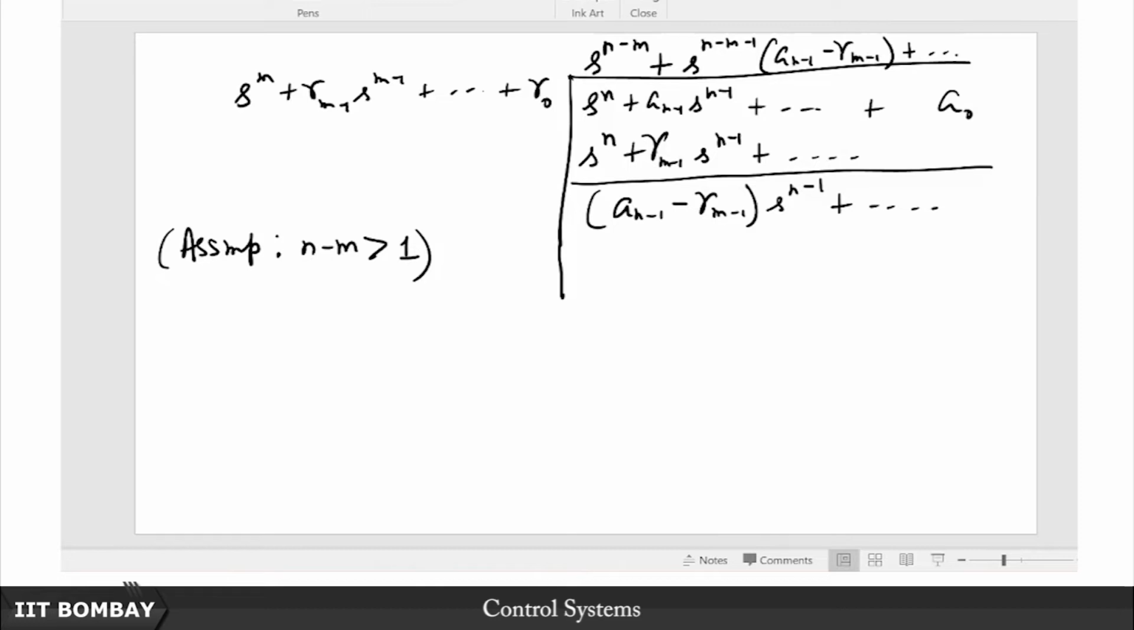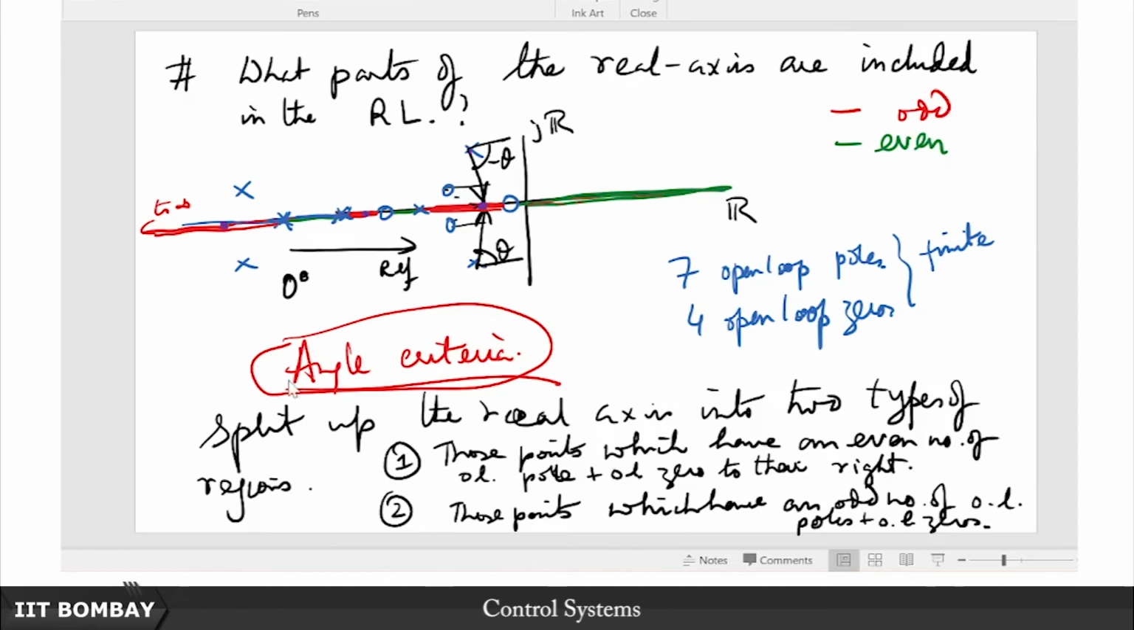See, go back to another earlier rule that we derived the other day, that odd even rule. Look at this. See, when n minus m is 1, you have exactly one open loop pole in excess of the number of zeros, right? So if the number of zeros is even, the number of poles is odd. If the number of poles is even, the number of zeros is odd, right? That is what it implies, no?